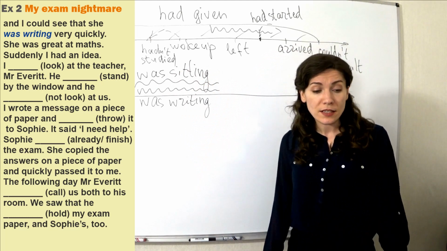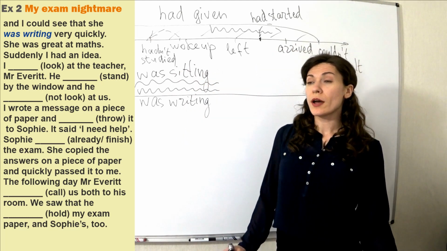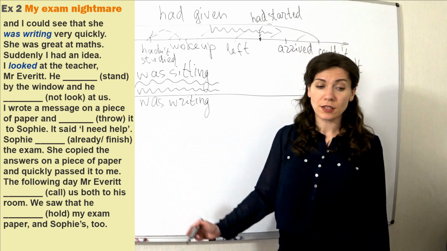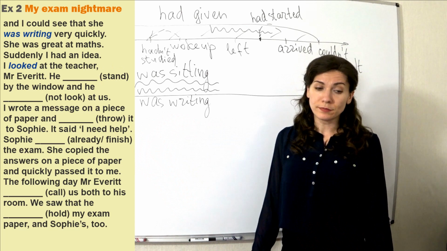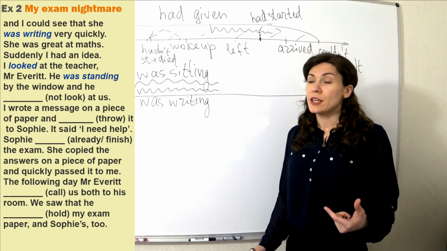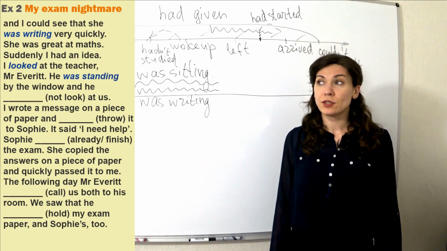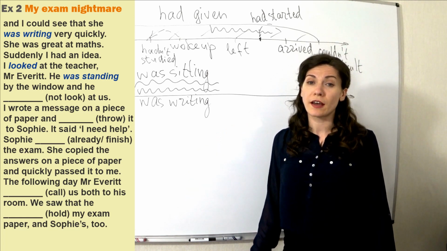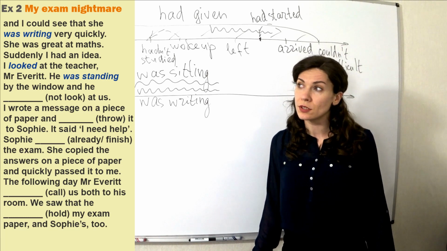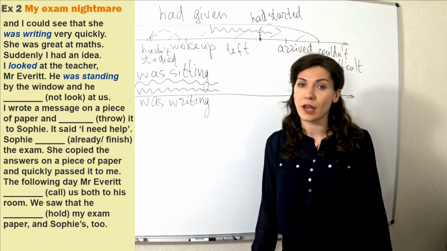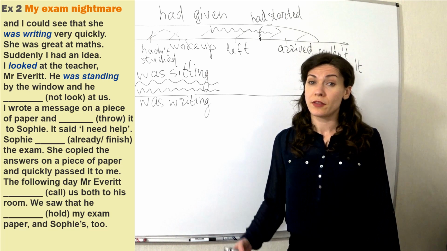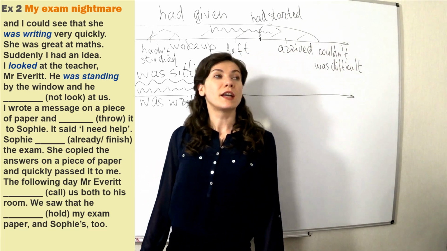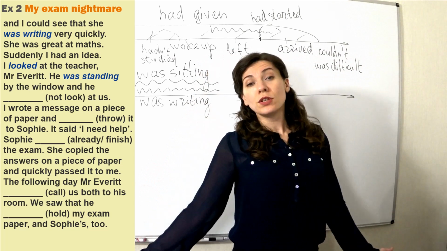Suddenly, I had an idea. I looked at the teacher, Mr. Everett. He was standing by the window, because what she means here is a completed action. It's not that she was sitting and instead of writing, she was looking. She didn't have so much time, so she just looked to check what the teacher was doing at that time. And she noticed that at that time, Mr. Everett was standing by the window and doing nothing.